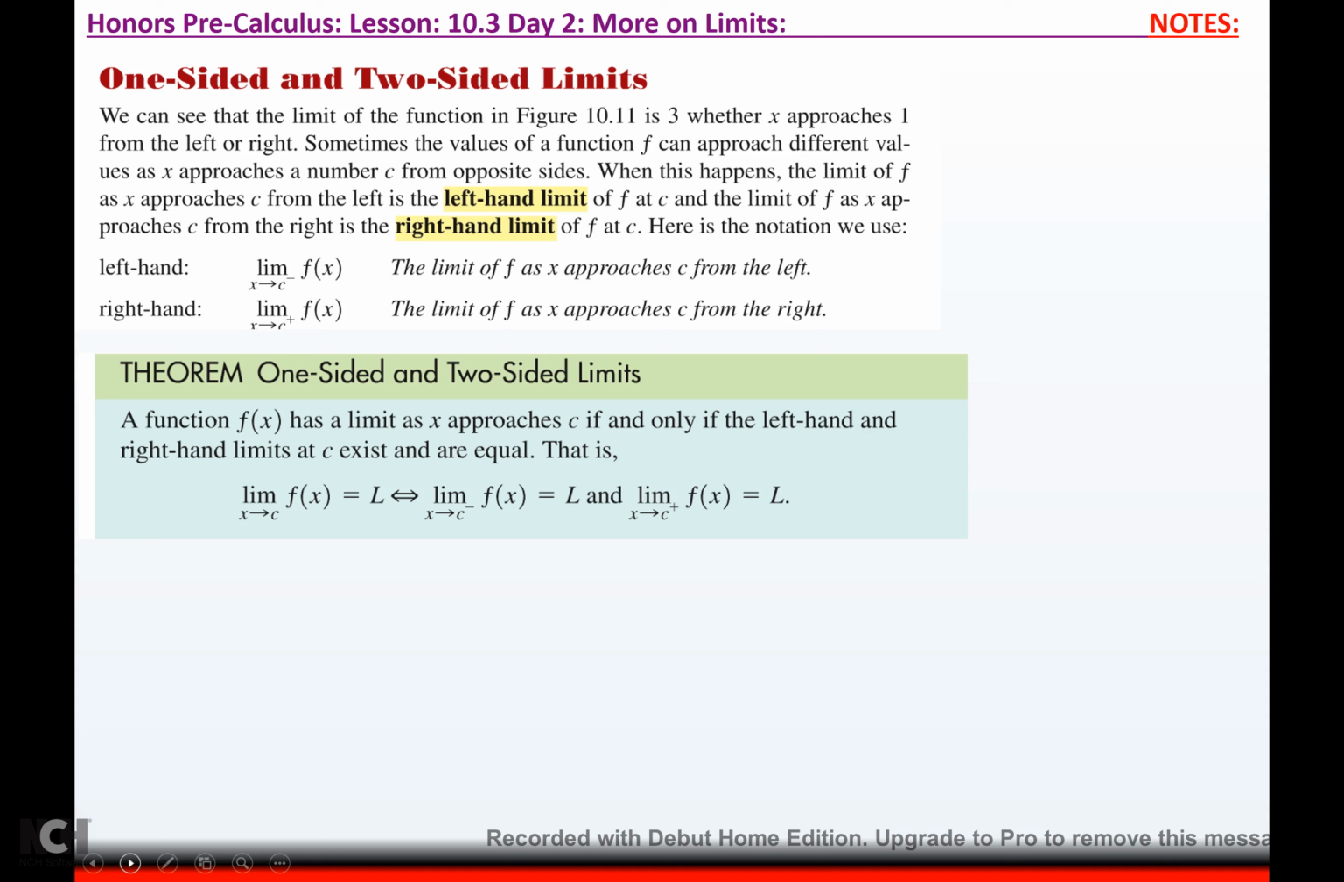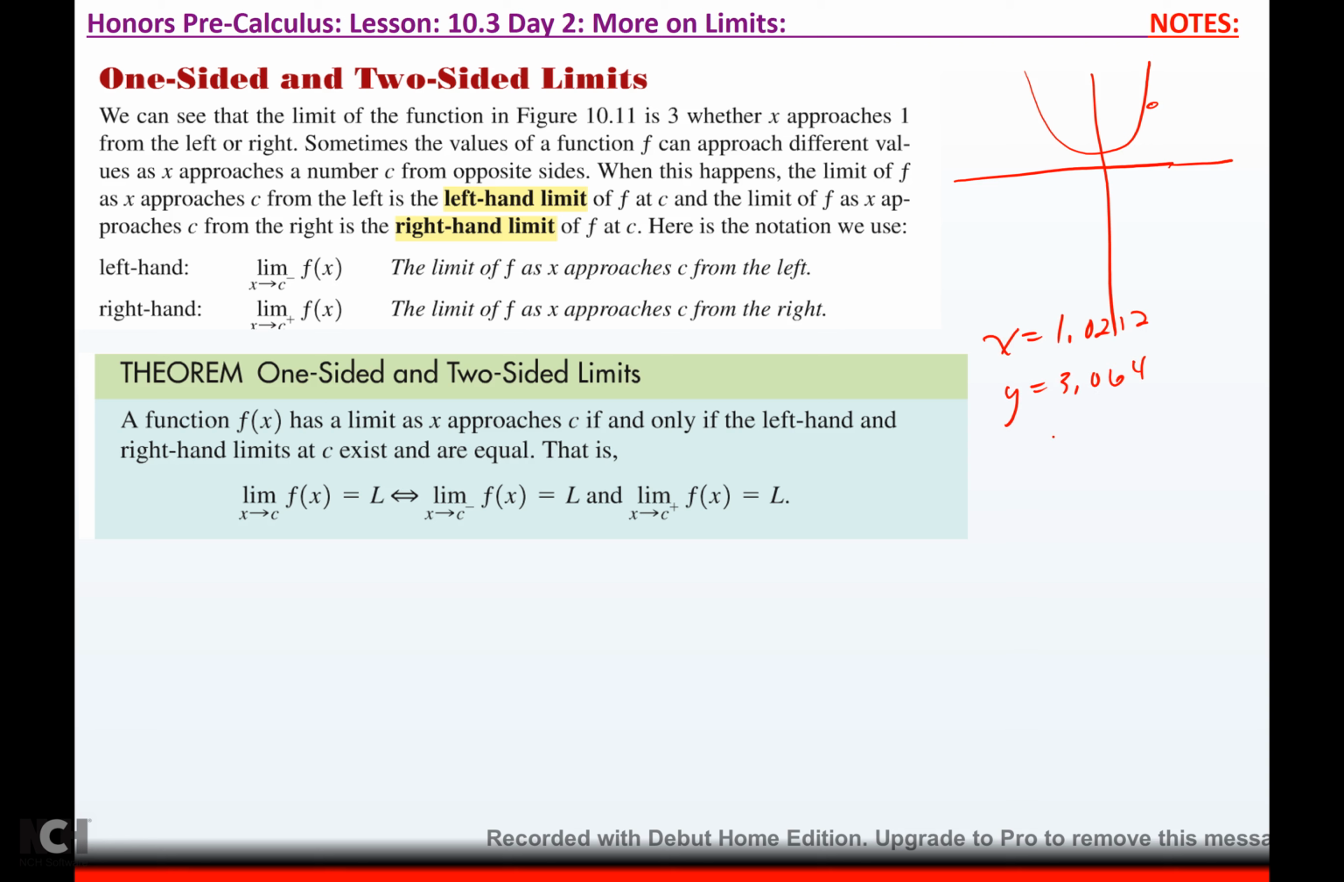Alright, so now one-sided and two-sided limits. It says we can see that the limit of the function in figure 10.11, which I should have put on here, but I didn't. It was, I think, x minus 1 cubed over, I don't know, but you get this picture. And it shows this point, and it says x equals 1.0212 and y equals 3.064.